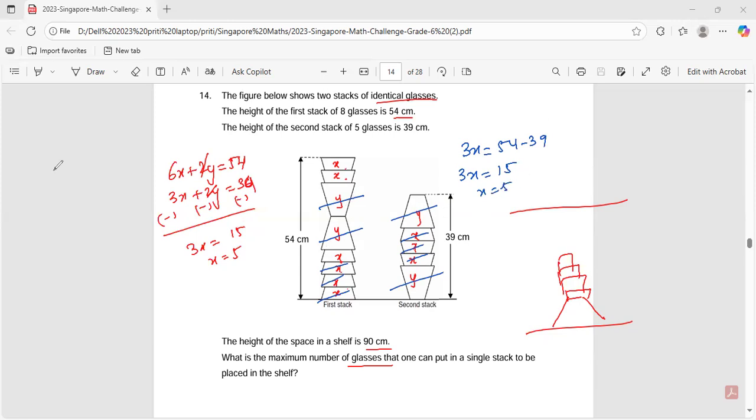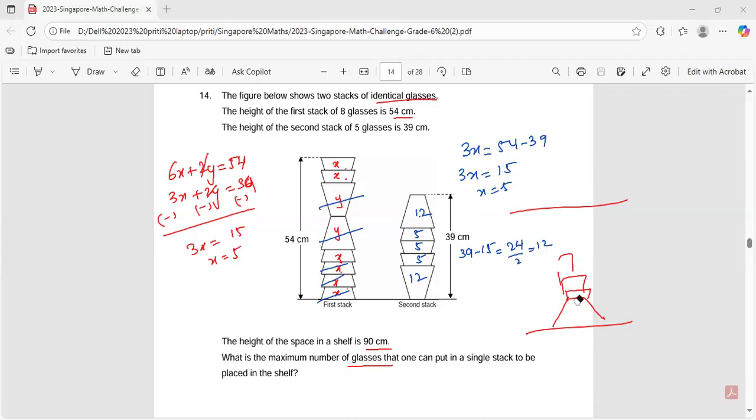So what do we get from here? That each of this stack is 5, 5, 5. Correct. So can we find these two? So this is 15. So can I say 39 minus 15 is 24 and these are 2. So this is 12 and 12. Correct. So we have found the length of these.